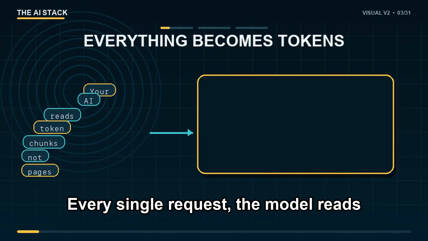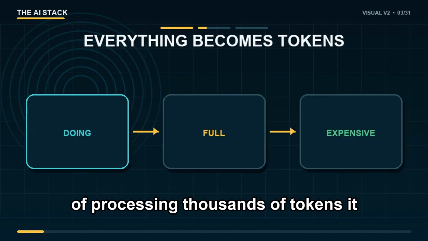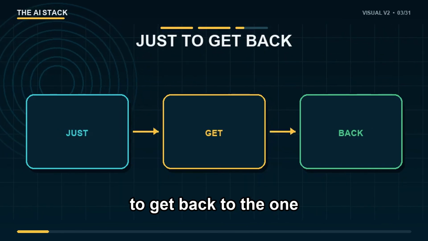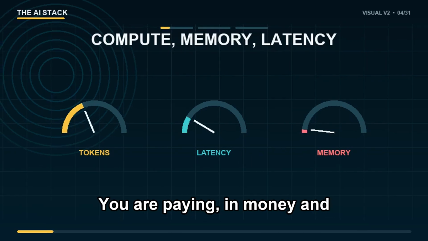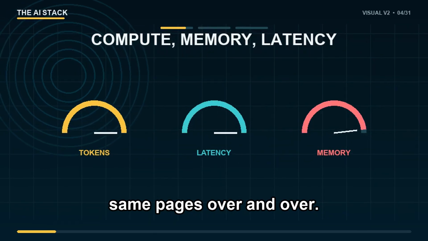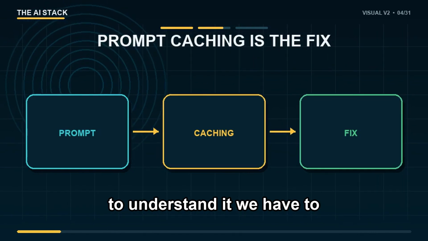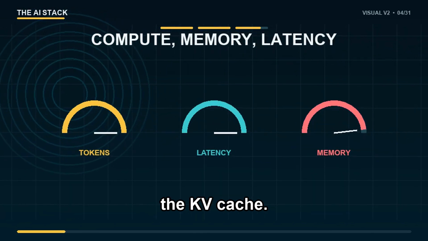Every single request, the model reads that entire repeated chunk again from scratch, doing the full expensive work of processing thousands of tokens it already processed a moment ago, just to get back to the one new thing you actually added. You are paying in money and in time to reread the same pages over and over. Prompt caching is the fix, and to understand it, we have to reach back to an idea we met when we talked about memory, the KV cache.